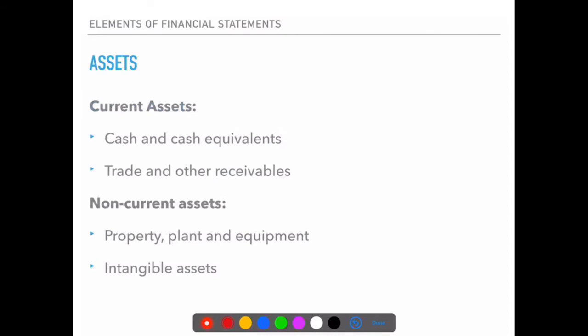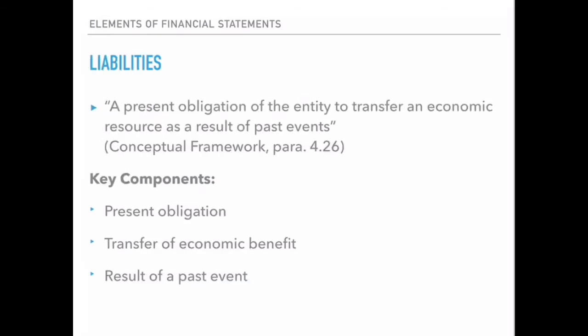So here are some examples of assets. We've got cash, trade receivables if an entity made a sale on credit, and there are also non-current assets such as property, plant and equipment like buildings and vehicles, and we also have intangible assets such as brand names, licenses, copyright, etc. So let's move on to liabilities.